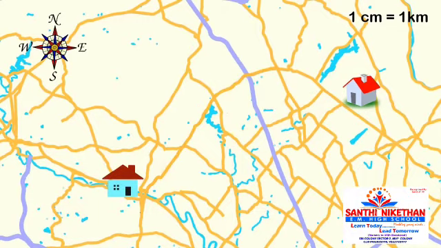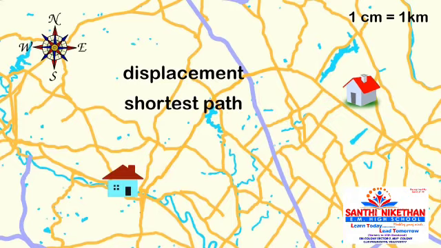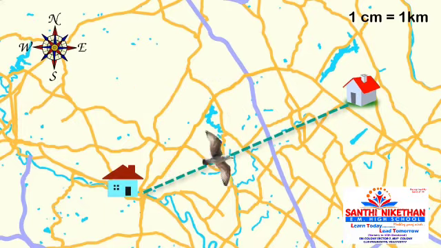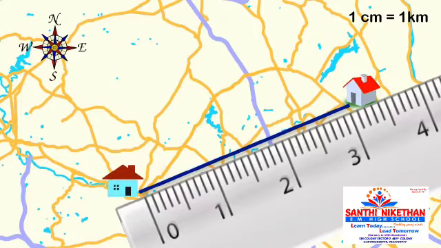Now let's look at displacement. Displacement is the shortest path from your house to your cousin's house. And the shortest path is a straight line. As if you're flying to your cousin's house like a bird. So for displacement, let's draw a straight line from your house to your cousin's place. Now measure the length of the line using a ruler. The length here is 3 centimeters.